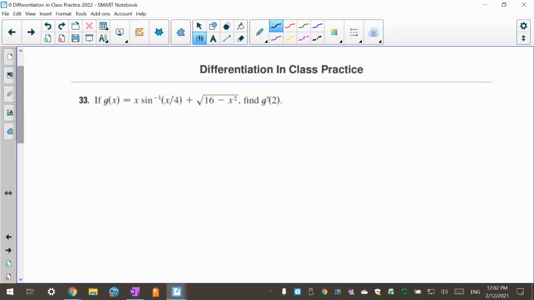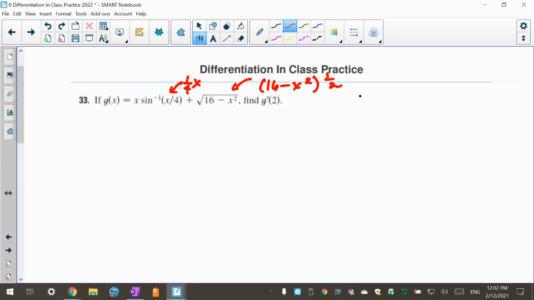This one, they want: if g of x equals x times the inverse sine of x divided by 4, plus the square root of 16 minus x squared, find g prime of 2. So the plan is I'm going to do the derivative first and then plug in a 2. There's a couple things I'm going to do to set myself up. First of all, x over 4, I'm going to write as 1/4 x because it helps me later on. And then the square root of 16 minus x squared is 16 minus x squared to the 1/2 power.